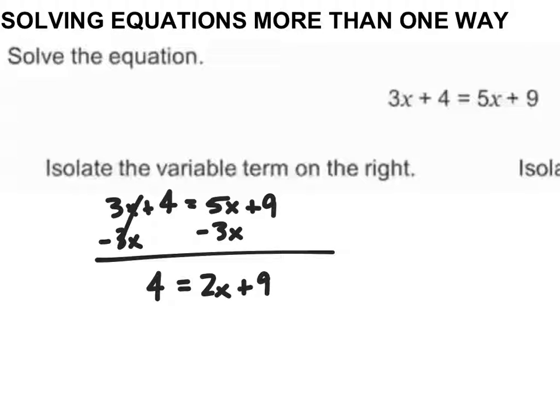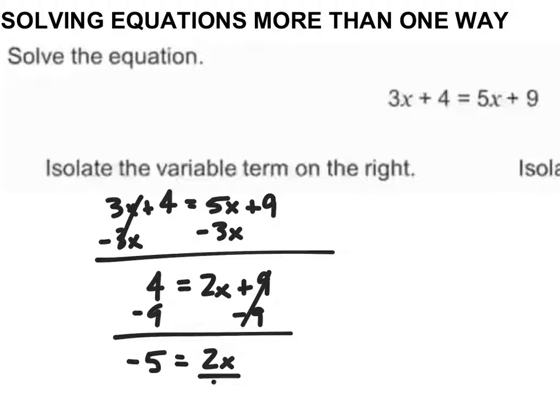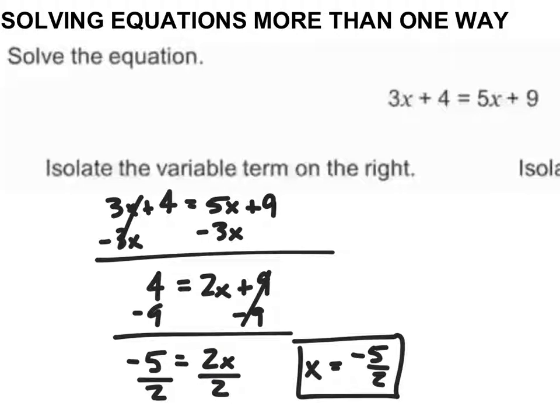Okay, and then I'm going to subtract 9 from both sides. Okay, and I get 4 minus 9, which is negative 5. And that's equal to 2x. Now I'm going to divide both sides by 2, so x is equal to negative 5 halves, okay? And that's my answer, okay?